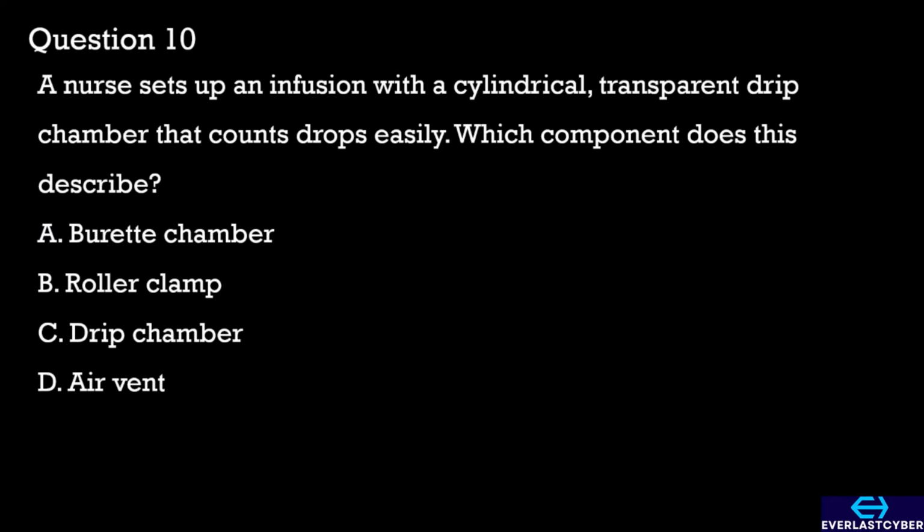Question 10. A nurse sets up an infusion with a cylindrical transparent drip chamber that counts drops easily. Which components from these options does this describe? A. Burette chamber. B. Roller clamp. C. Drip chamber. D. Air vent.